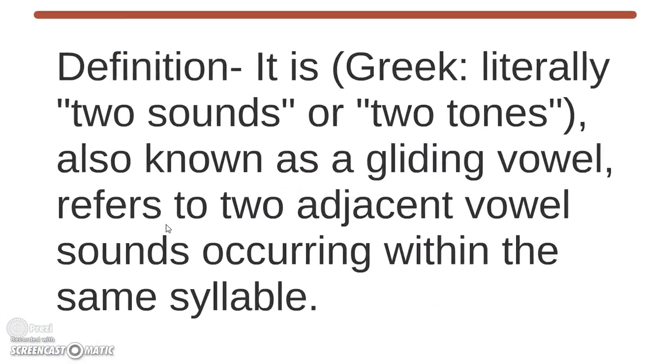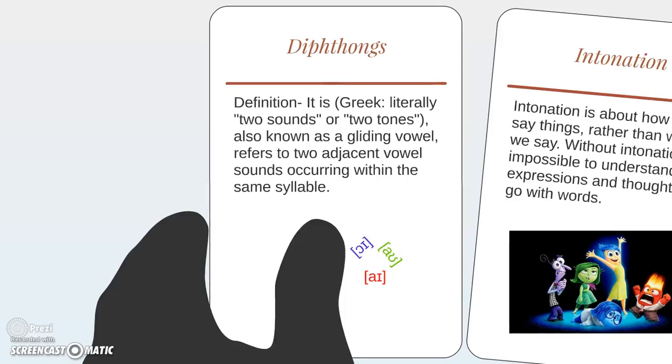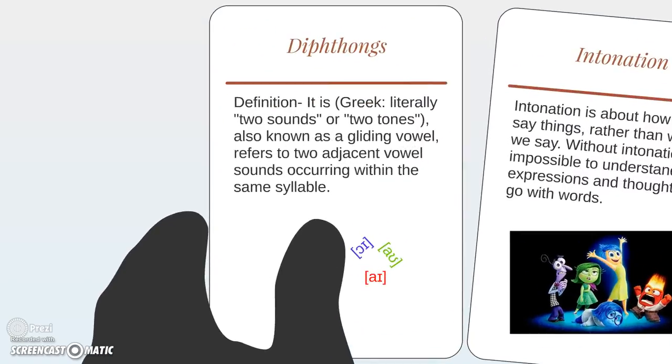The first thing we looked at were diphthongs. Now, if we wish to define them, they are basically two sounds or two tones, or gliding vowels. Basically, these are two vowel sounds that are put together, and when they are combined, you have one new sound, which is a combination of both. Now, it is important that you remember that just because you have two vowels together, they are not necessarily a diphthong. Some examples are the diphthongs oi, ow, and I.